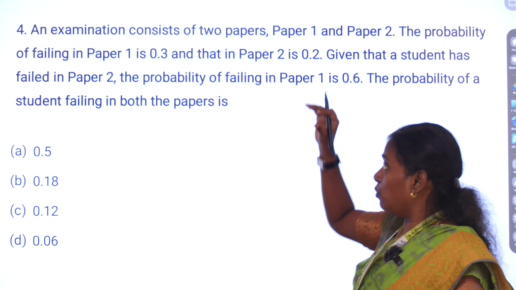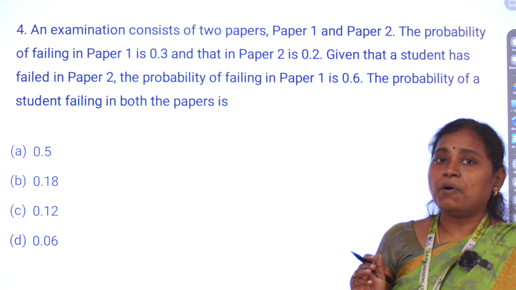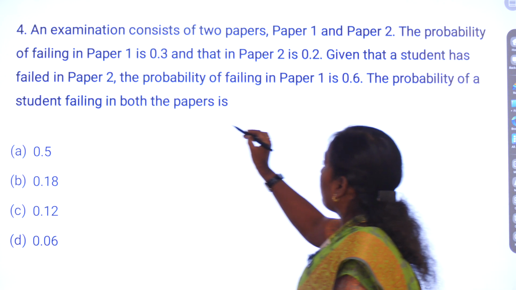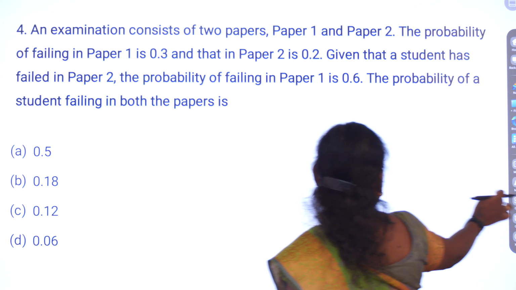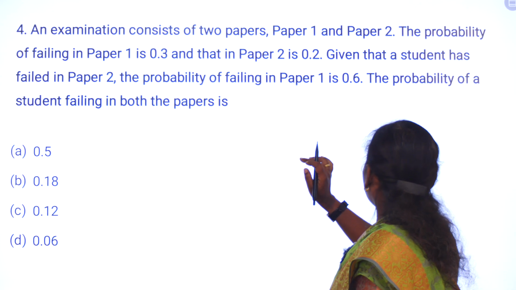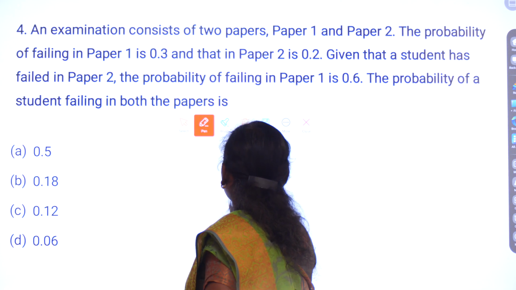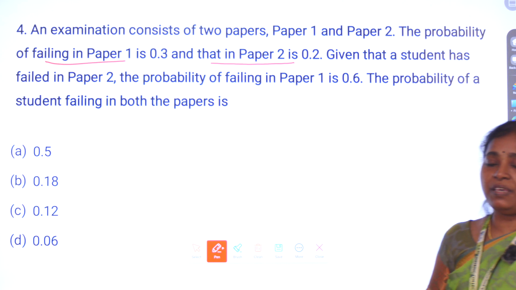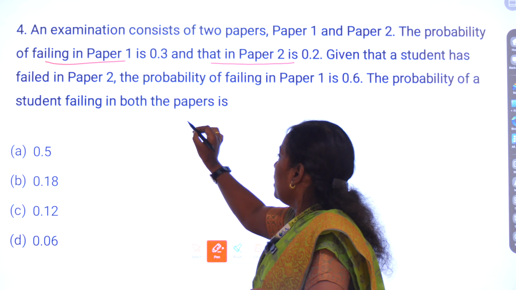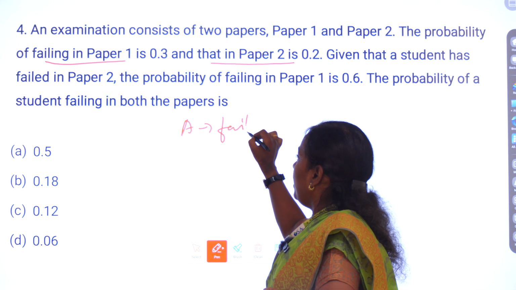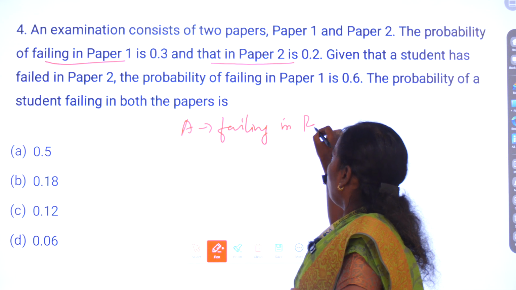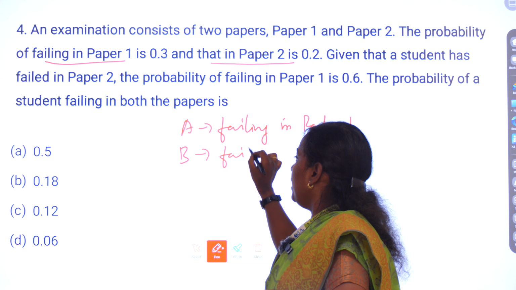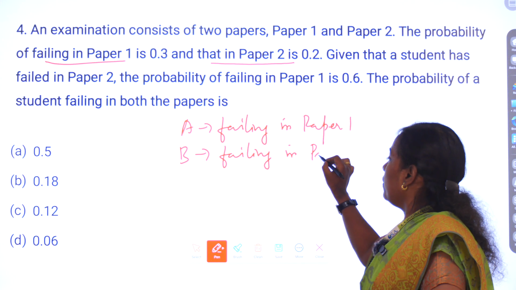See, look at the first statement. If you read it, we are talking about only 2 events. The first event is failing in paper 1 and the second event is failing in paper 2. So these are the 2 events we are talking about. Let me write that. Let A be an event of failing in paper 1, and B be an event of failing in paper 2.